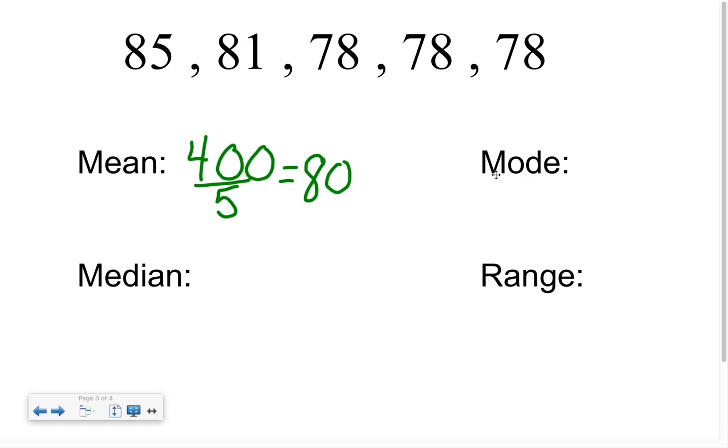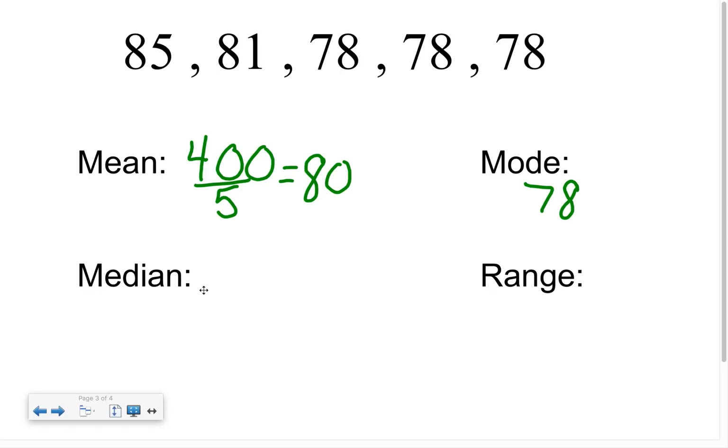Now the mode. The mode we said was the one that occurs the most often. If you look at this, 85 occurs one time, 81 occurs one time, but there's 3 78s. Since there's 3 78s and only one of every other value, our mode for this set of data is going to be 78.